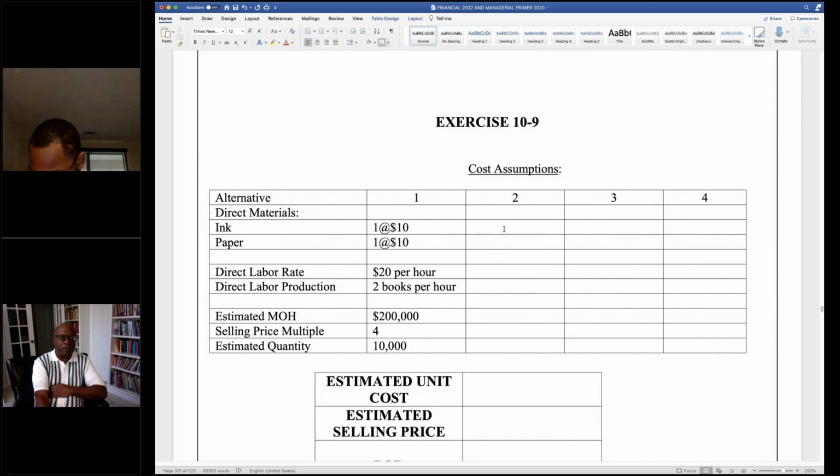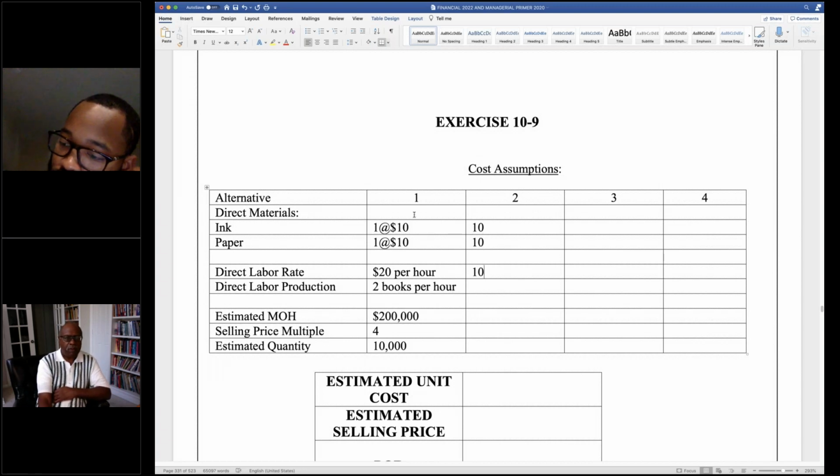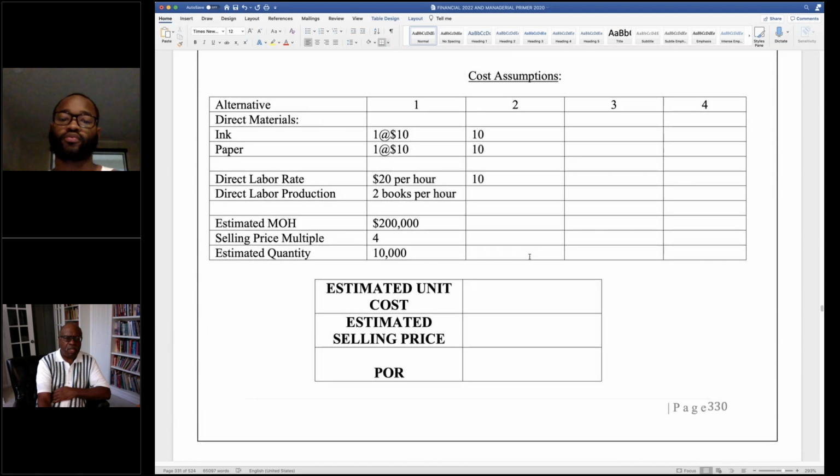What's the cost of the ink? $10. What's the cost of the paper? $10. What's the labor cost? $10. It's 2 books per hour, so we divide 10. Okay, so now we have this information.